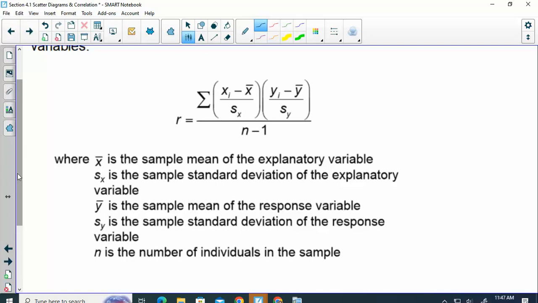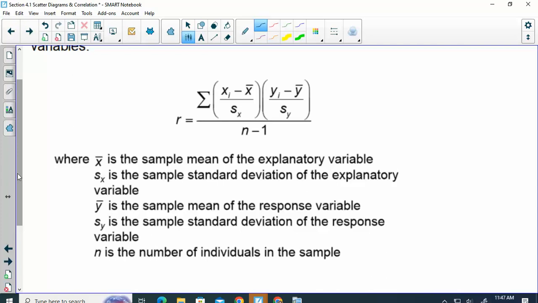And then what's this symbol out in the front? Sum. So kind of like standard deviation, we went through, we subtracted from everything. So we would do this for each of those x's and each of those y's. Multiply those together and then add that whole column. And then what am I dividing by? n minus 1. n being the number of ordered pairs that we have.